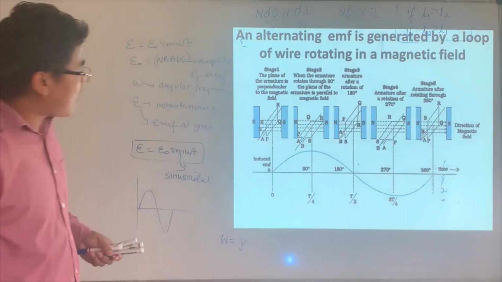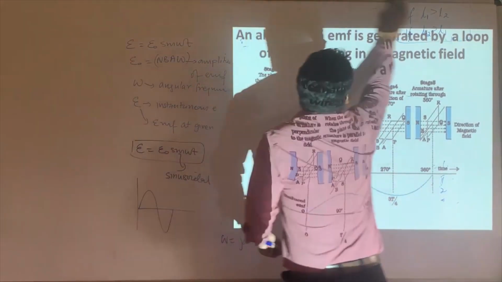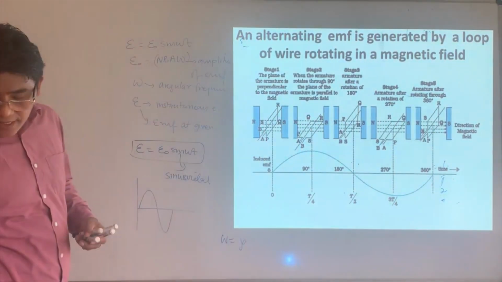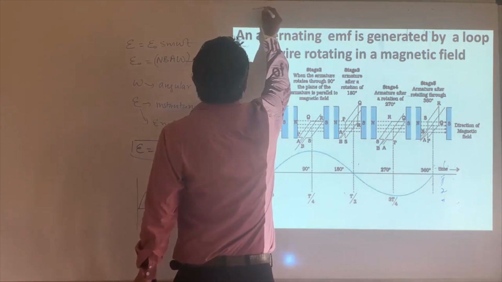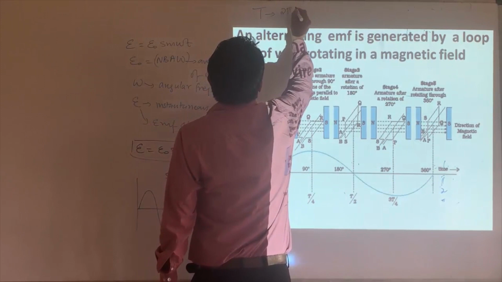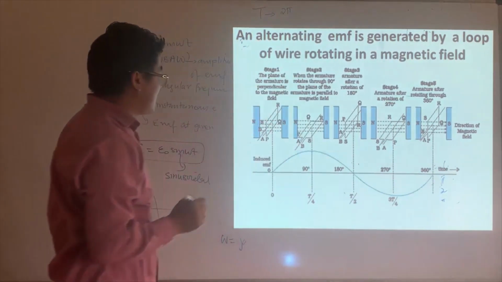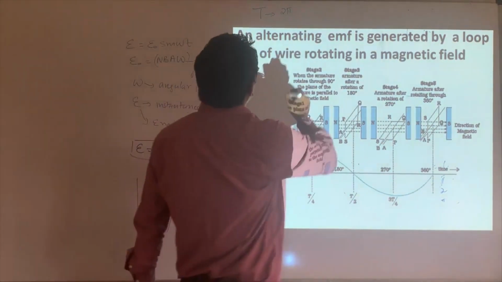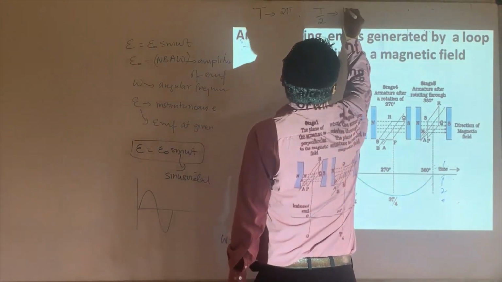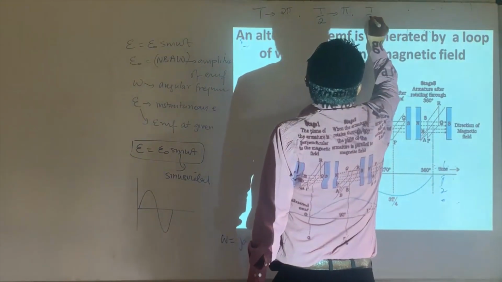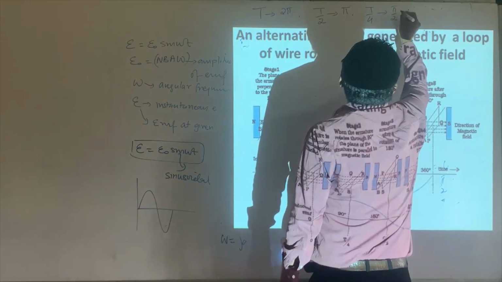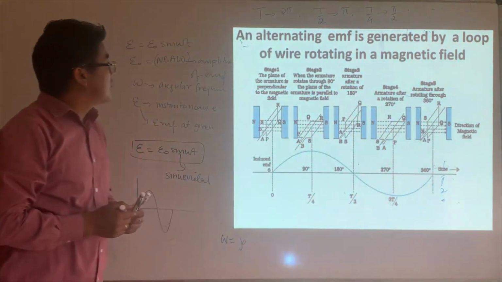One more thing I would like to convey is the relation between time period and phase. One time period corresponds to 2 pi phase, right? Therefore half a time period corresponds to pi, and a quarter time period corresponds to pi by 2. This is what we should keep in mind.